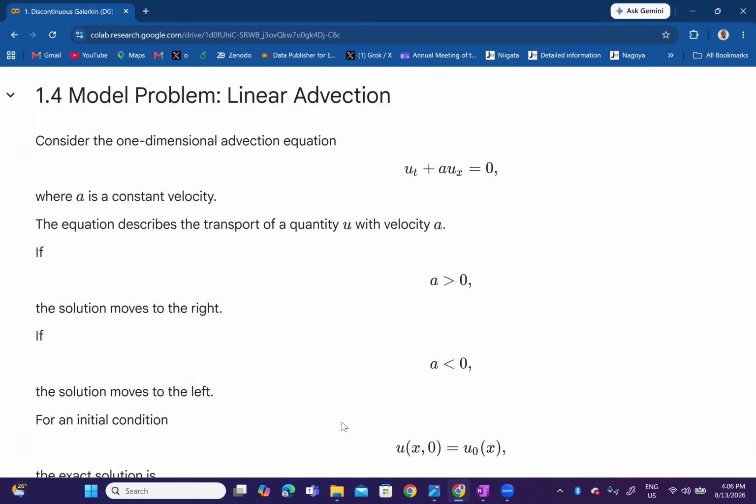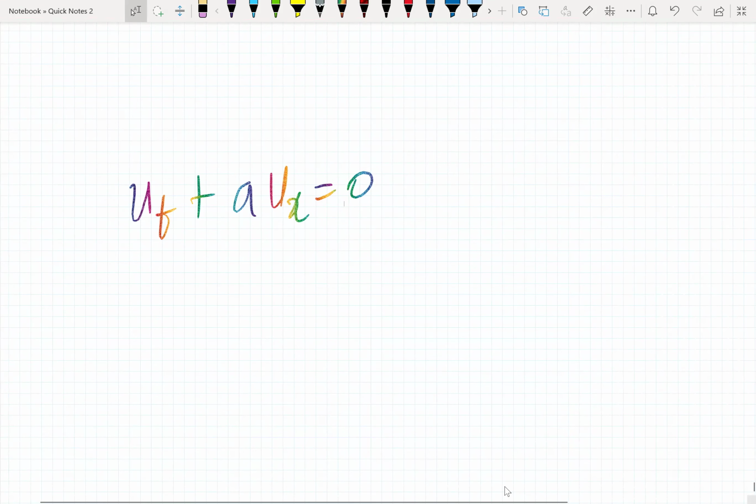So let's talk about a model problem in terms of linear advection. Consider the one-dimensional advection equation, u sub t plus a u sub x equals 0. Of course, we know another way to write that is this. Another way to write it is u sub t plus a u sub x equals 0. That's the advection problem.